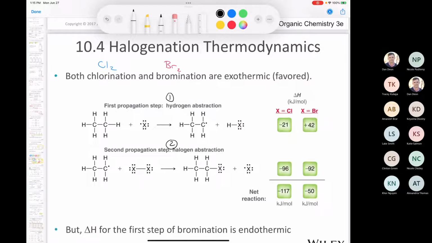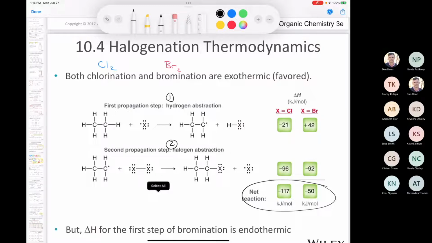And we're going to compare the delta H's for hydrogen abstraction using a chlorine radical or a bromine radical. Notice that if you use a chlorine radical, the hydrogen abstraction is exothermic, so it's thermodynamically favored. But with bromine, it's endothermic, so it's thermodynamically disfavored. Then you go down to the halogen abstraction, and they're both negative. They're both exothermic, both thermodynamically favored. If you tally up both of these steps, what you get is that the net reaction for either one is exothermic overall.